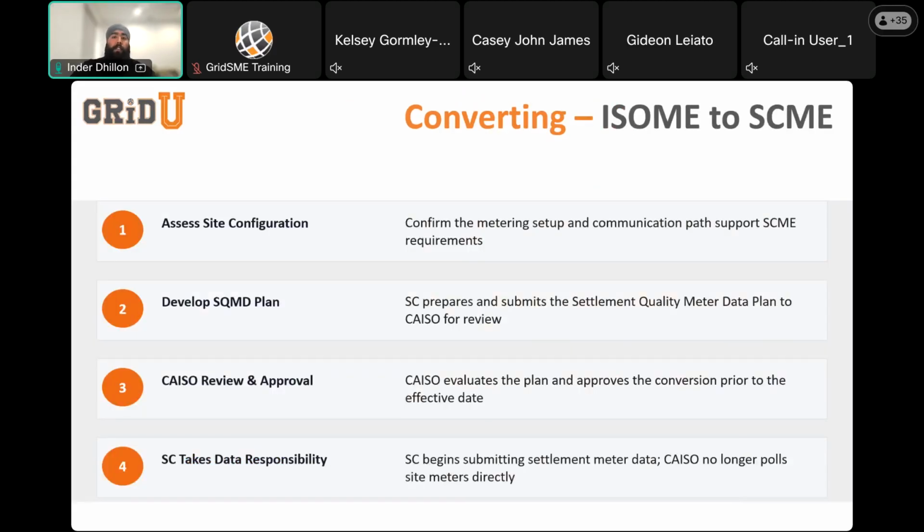So the process of converting from ISOME to SCME involves 4 key steps. First, the site's metering configuration must be assessed to confirm it can support SCME, including verifying the communication path and the data submission capabilities. Second, the scheduling coordinator develops the SQMD plan, which is a formal document that describes how the settlement quality data will be produced, validated, and submitted. Third, CAISO reviews that plan and formally approves the conversion. Fourth, once the plan is approved and the effective date is reached, the SC takes over the data submissions and CAISO stops pulling the site meters directly.